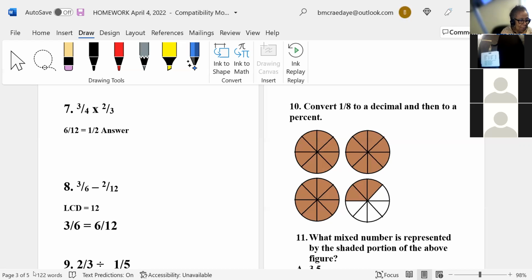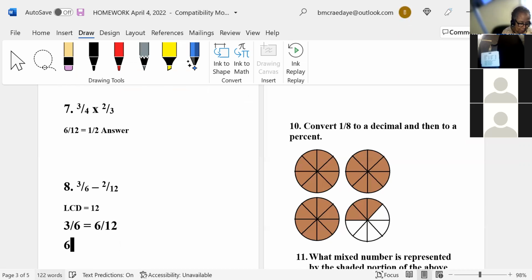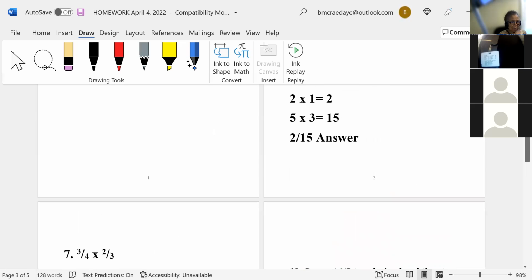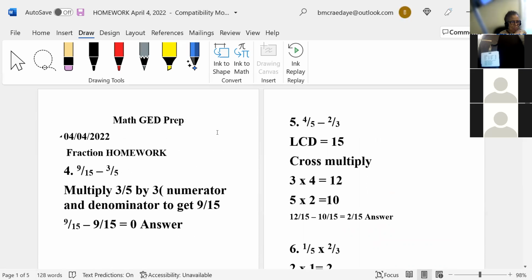So this becomes 6/12 minus 2/12. And what's that equal to? That is equal to 4/12. And simplified, you simplify that down to 1/3. That's it. Very good. Okay, Mercedes, thank you. You got all of them correct so far. Now let's go back up to the top, and if Maureen has any questions, you'll explain them.